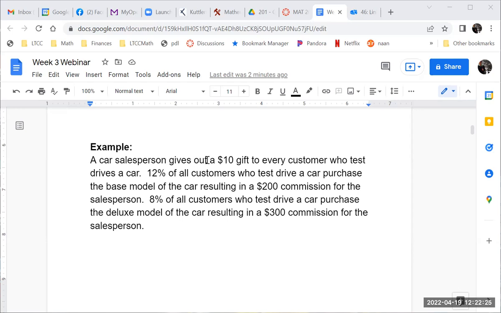So for this case, one of the possible profits will be $190. How did I get that? 200 minus 10. Yeah, 200 minus 10, because you got your $200 commission, but you had to give away 10 bucks. Another possible profit will be $290. And that would be if they got the deluxe model. Is that it? What do you think? Any thoughts?